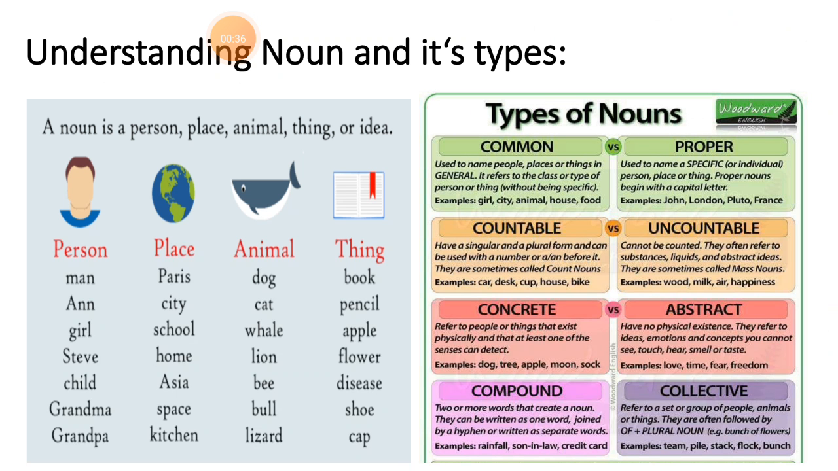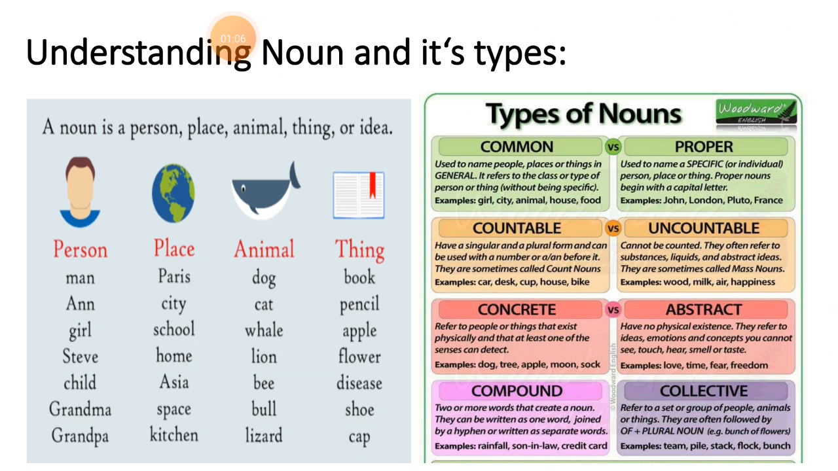A person could be a man, could be a girl, could be child, could be grandma, could be grandpa. Place could be Paris, city, school, home, Asia, space, kitchen. And then animal could be a kitten, dog, whale, lion, bee, bull, lizard. Thing could be a book, pencil, apple, flower, disease, shoe, cap, and etc.